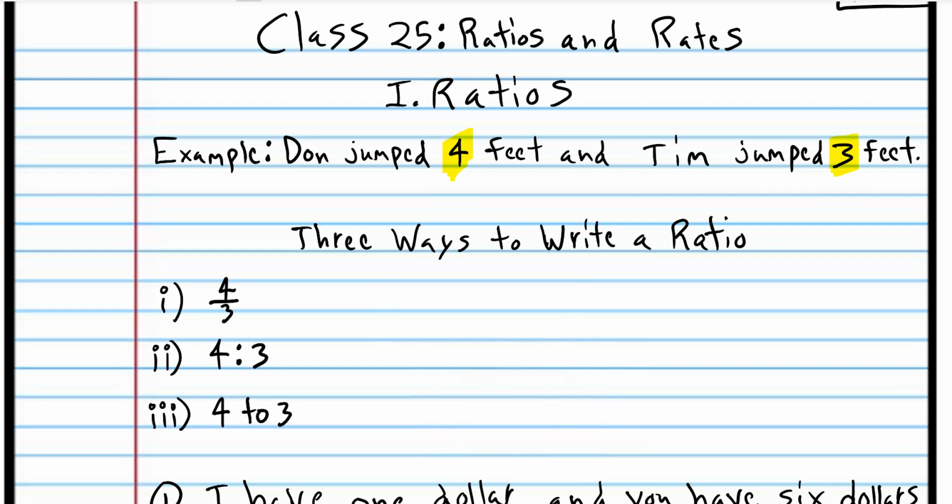In fact, ratios can actually be written as fractions, as you can see here, 4 over 3. So ratios work much the same way as fractions do, in the same way that you can multiply the numerator and the denominator of a fraction by the same number. You can multiply both the numbers in a ratio by the same number. And you can divide if you want to make the numbers smaller.